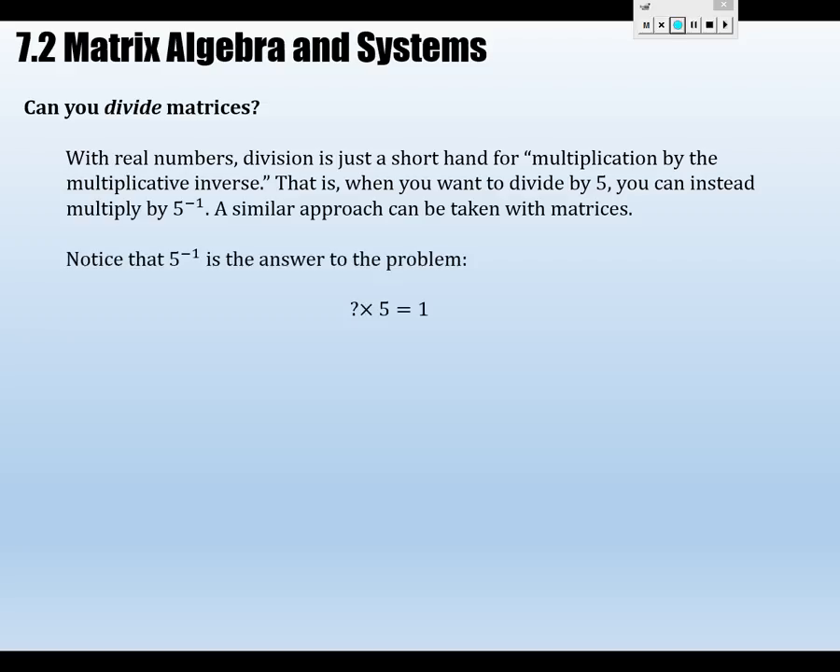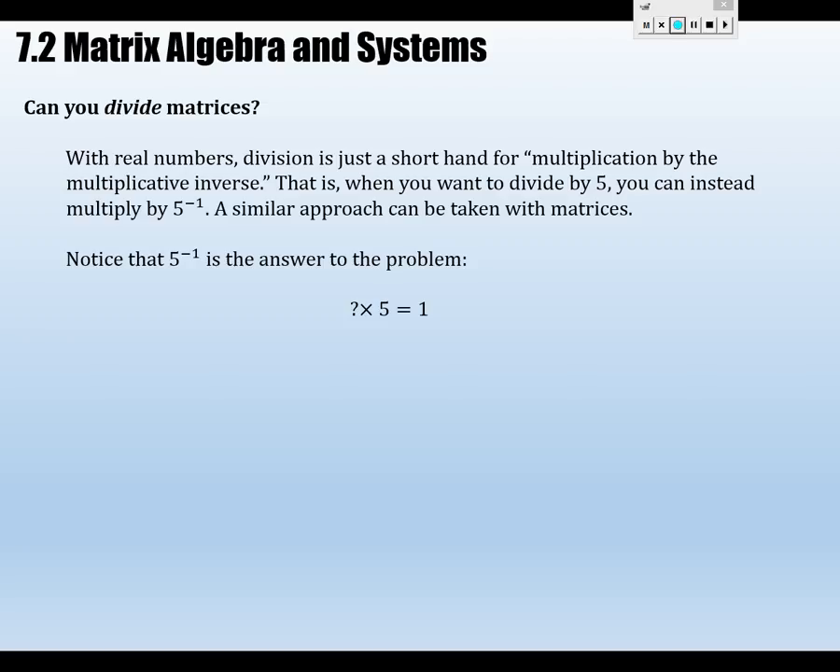That is, I want you to understand that 5 to the negative first, like the inverse of 5, is just the thing that solves this equation, right? 5 inverse times 5 equals 1. So what is this thing? Well, we happen to have a name for it. It's 1/5. But we could also just call it the thing that makes this equation true, right? The multiplicative inverse of 5, right? And every number, you know, has a multiplicative inverse.